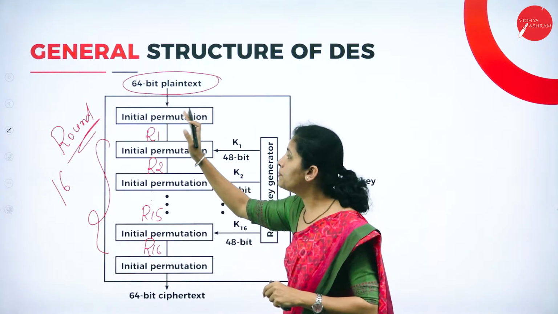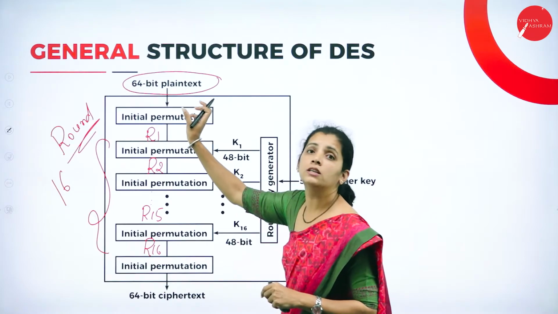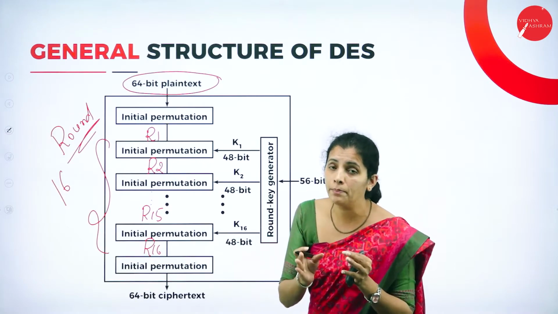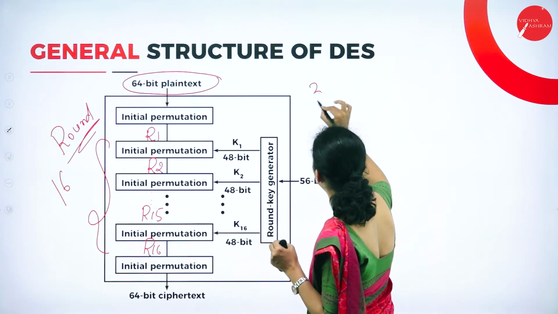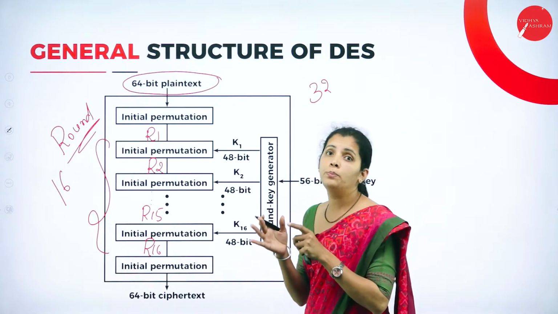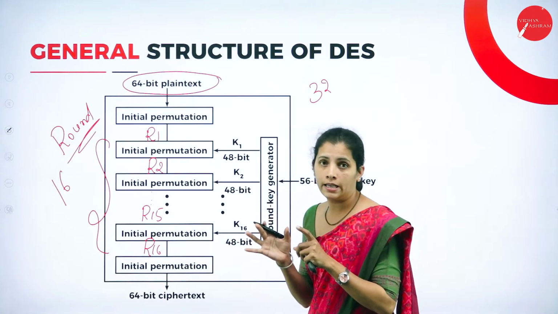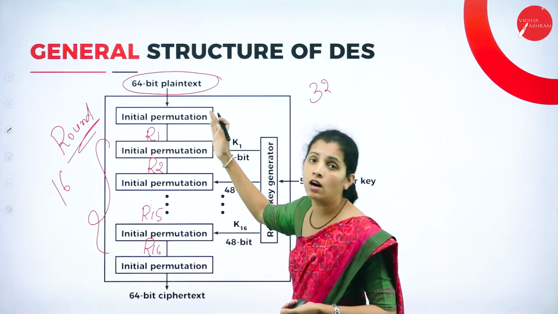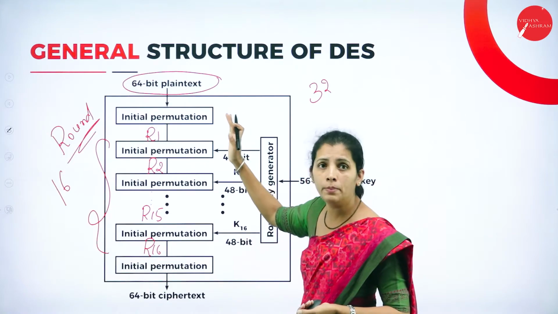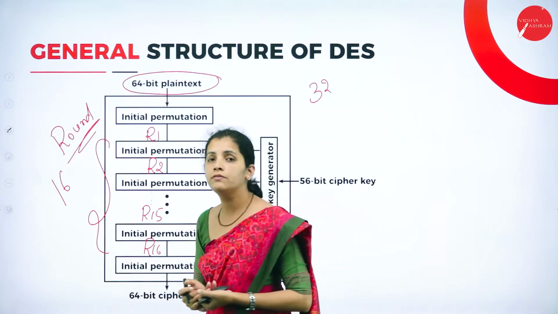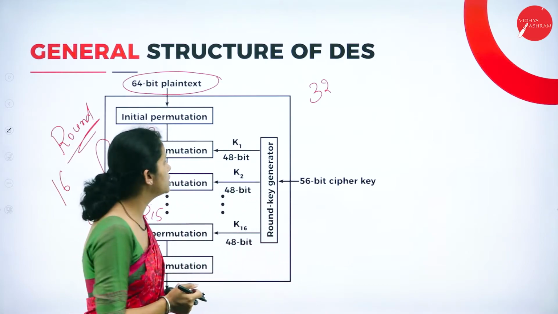In the initial permutation, the input 64 bits is divided into 2 different parts, that is 32-bit left half and 32-bit right half. The left half is 32 bit and the right half here is 32 bit, and that is given to the round function.